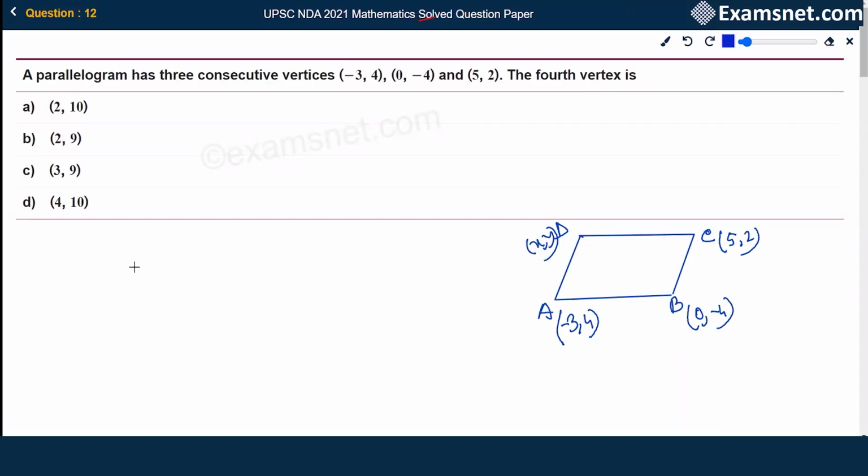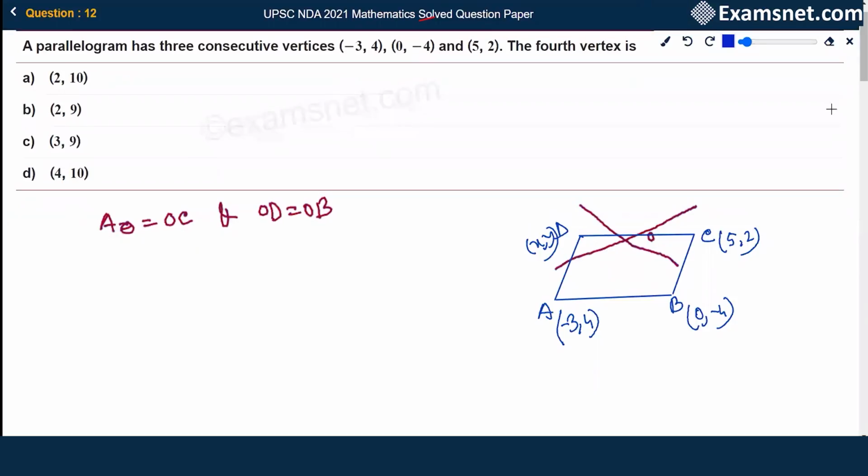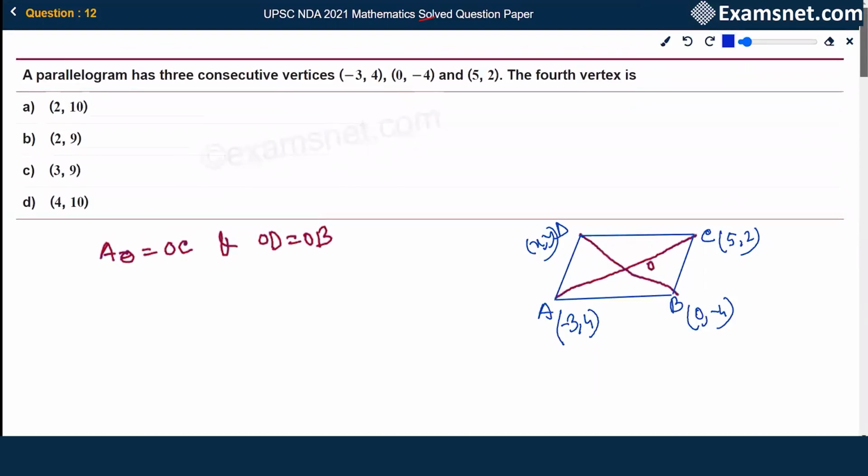There is one important property regarding parallelograms: the diagonals bisect each other. So let's say O is the midpoint. If the diagonals bisect each other, what does it mean? That AO = OC and OD = OB. So first we will find the coordinates of O.